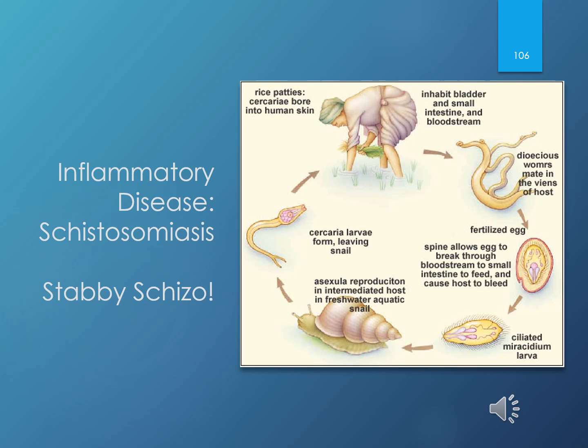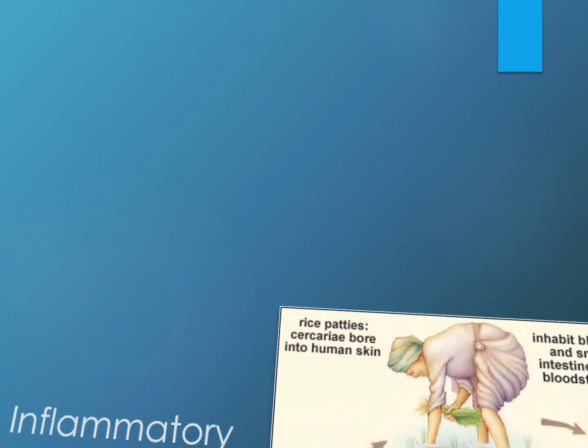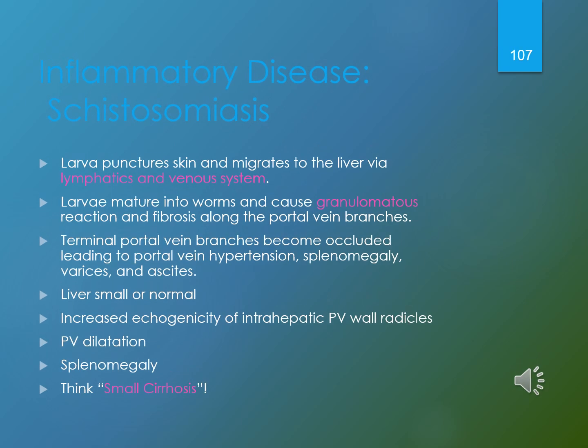And how does it get there? That larva punctures skin and migrates to the liver via lymphatics and venous system. Those larvae mature into worms and cause granulomatous reaction and fibrosis. We've heard about fibrosis along the portal vein branches. Terminal portal vein branches become occluded, leading to portal vein hypertension, splenomegaly, varices, and ascites. This should sound very familiar.